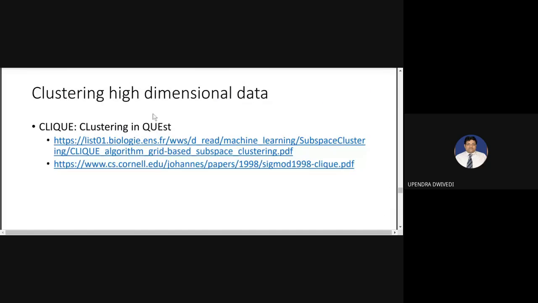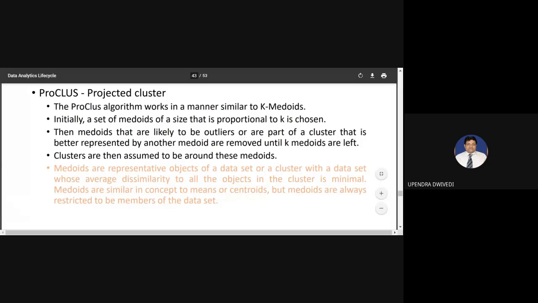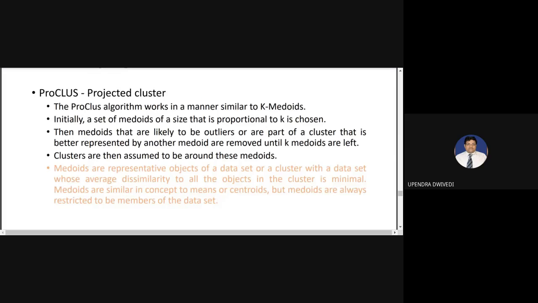So we have covered CLIQUE. Another popular algorithm is PROCLUS. PROCLUS is a projected clustering algorithm, and it works in a manner similar to k-medoids. Let us clarify medoids. Medoids are representative objects of a data set or a cluster, whose average dissimilarity to all objects in the cluster is minimal. Basically, medoids are similar to calculating the mean, centroid, or average of a data set, but they are slightly different from means.